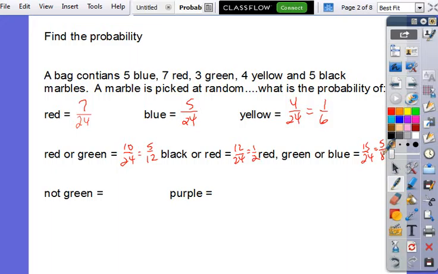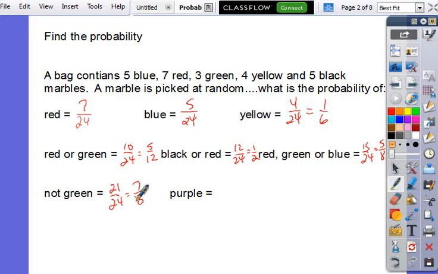Now look at this next one. It says not green. So what am I looking for? What is the favorable outcome? Anything but green. If it's anything but green, it's okay. So not green. Well, blue is not green, so there's 5. Red is not green, so that's 7. 4 is for the yellow and 5 for the black. So that would be 21 out of 24, which is 7 out of 8.